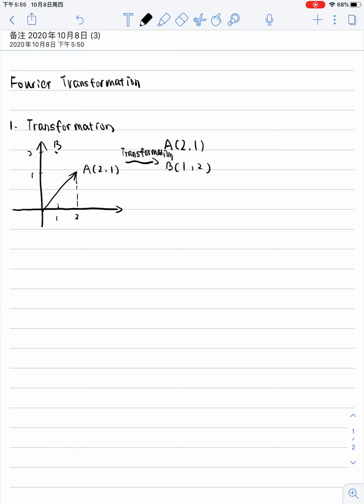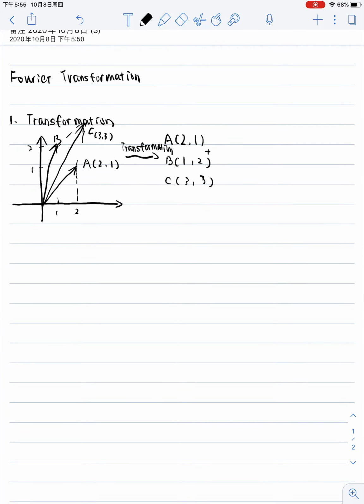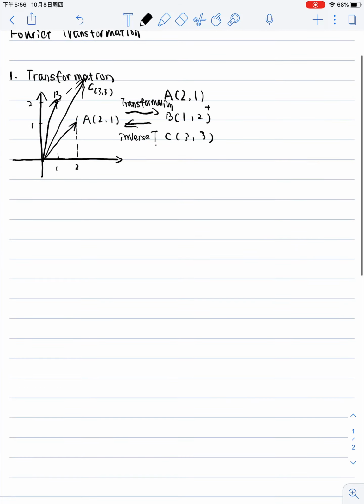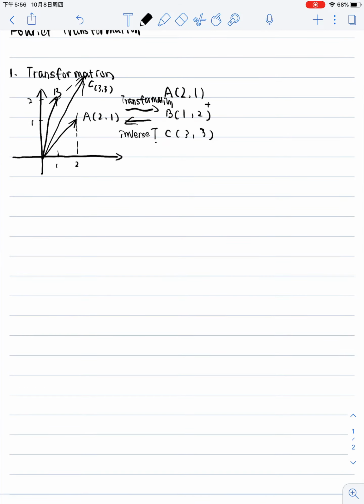And also we can do the calculation. For example, A plus B means C, 3, 3, and C can also be calculated in the coordinates. So it can be this transformation and inverse transformation, and those points, those vectors can also be drawn back in the coordinates, so they can be converted to each other.